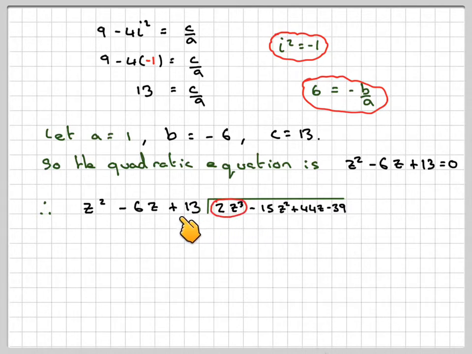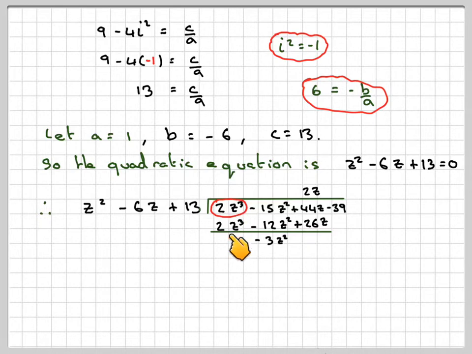We've got 2z cubed divided by z squared gives 2z. Make sure you put these in the right columns when you do this. 2z times z squared gives you 2z cubed. 2z times minus 6z gives you minus 12z squared. And then 2z times 13 gives you 26z. Then doing the subtraction, you get nothing from here. Minus 15 minus minus 12 is like minus 15 plus 12, which is minus 3z squared. And then 44 minus 26 gives you 18z.